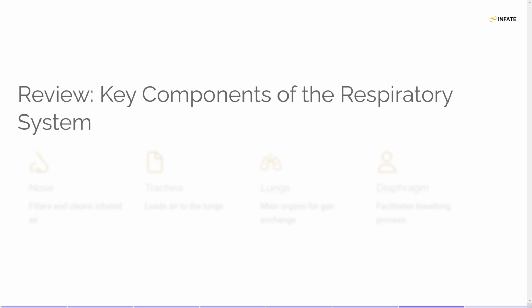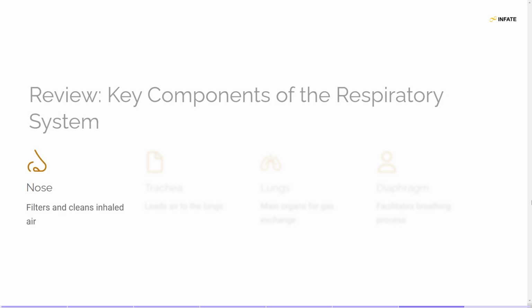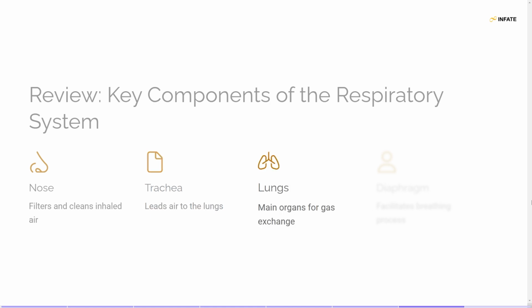Slide 7. Review key components of the respiratory system. Nose filters and cleanses inhaled air, removing dust and foreign particles. Trachea directs air from the throat to the lungs. Lungs serve as the primary organs for gas exchange, where oxygen enters the blood and carbon dioxide is expelled. Diaphragm plays a critical role in the breathing process by contracting and relaxing to enable inhalation and exhalation.